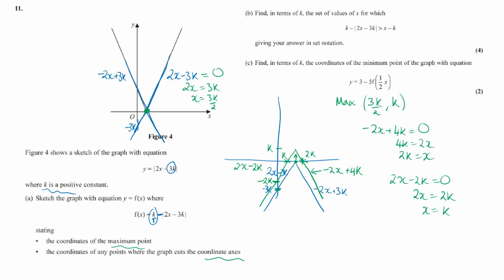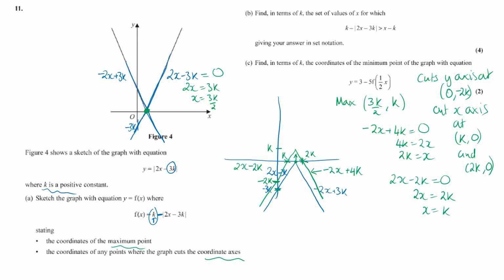We've got the cut to the y-axis at 0, minus 2k. Cuts the x-axis at k, 0 and 2k, 0. Right, so that's just part A, isn't it?